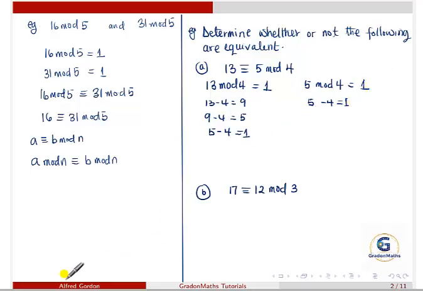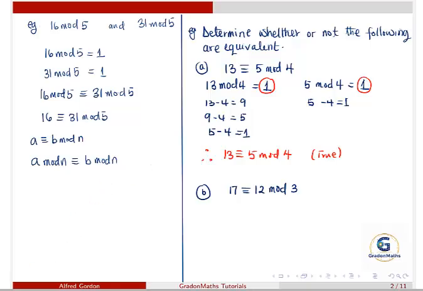So what can we see here? We can see that 13 mod 4 gives us a remainder of 1, whilst 5 mod 4 also gives us a result of 1. Therefore, we can conclude that it is true that 13 is equivalent to 5 mod 4. So this is really true.